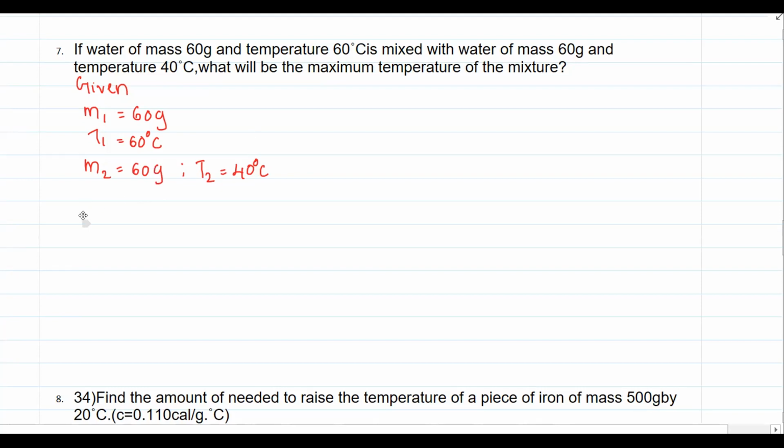Okay. So here, the water which is at 60 degrees Celsius, when we mix it with the 40 degrees Celsius water, it will lose heat, or its temperature will decrease. And the water at 40 degrees Celsius, its temperature will increase. Okay. And then they will attain the same temperature. So we have to find out the maximum temperature of the mixture. So here we want to find maximum temperature.